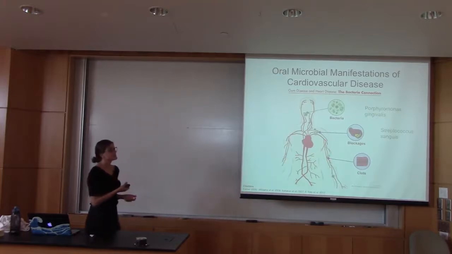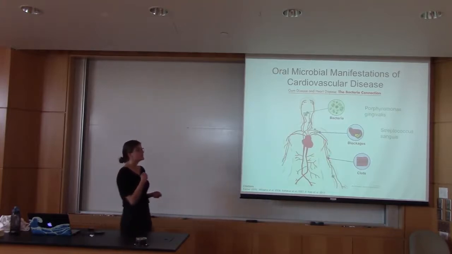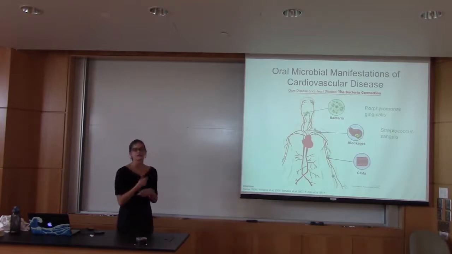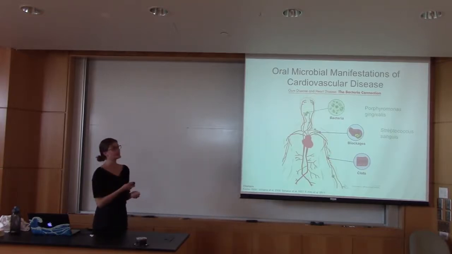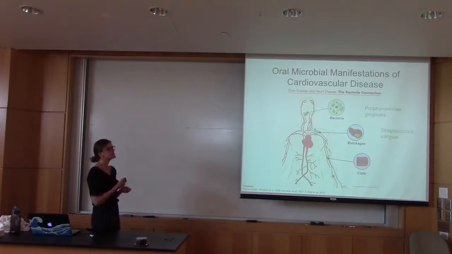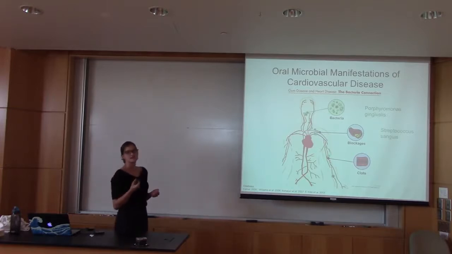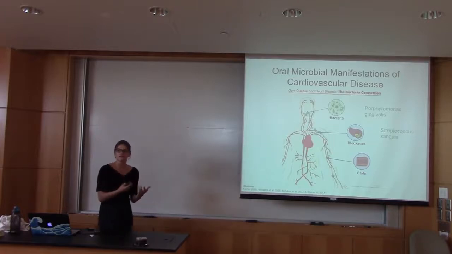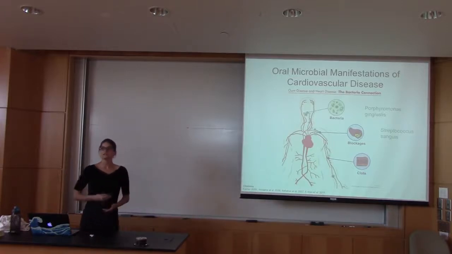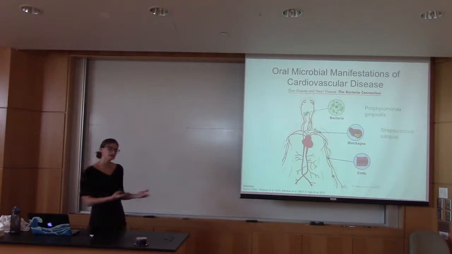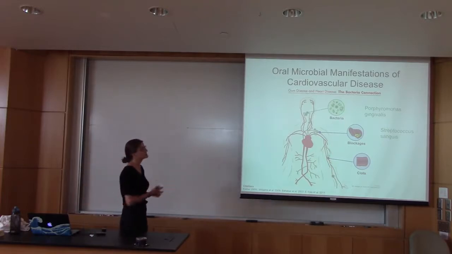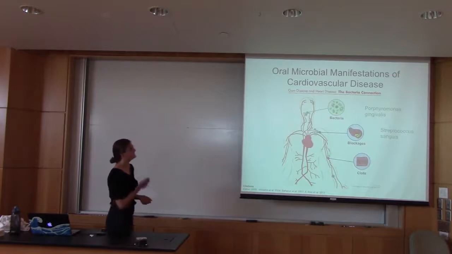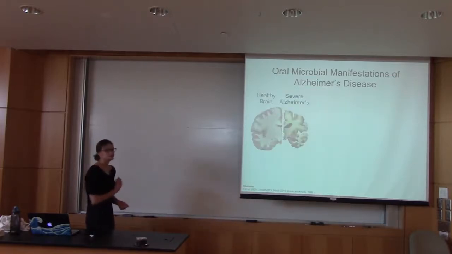So by using this information, what if we took the microbial profile of a patient's oral cavity and we found really high concentrations of these two bacteria, we could hypothesize that that person is at a greater risk of cardiovascular disease and give them the according recommendations of lifestyle changes or even possibly medication to prevent the onset of cardiovascular disease. The second disease I'd like to talk about is Alzheimer's.